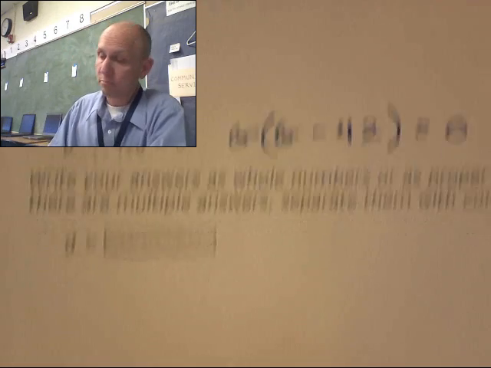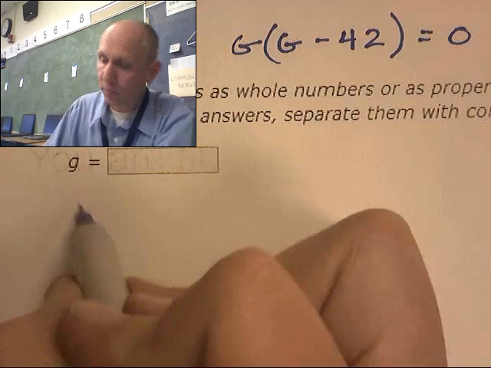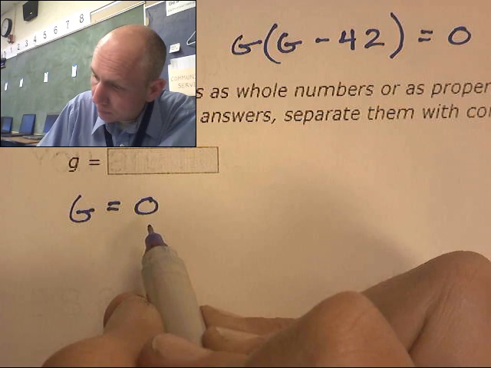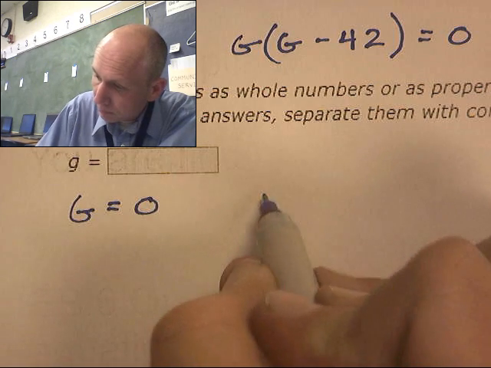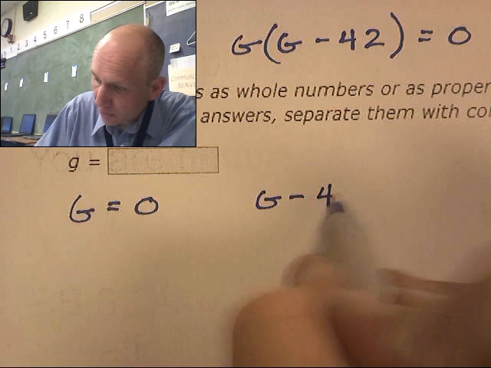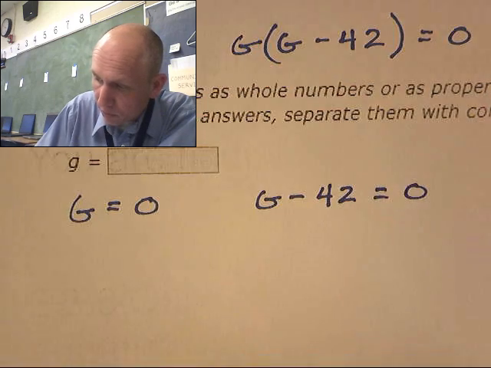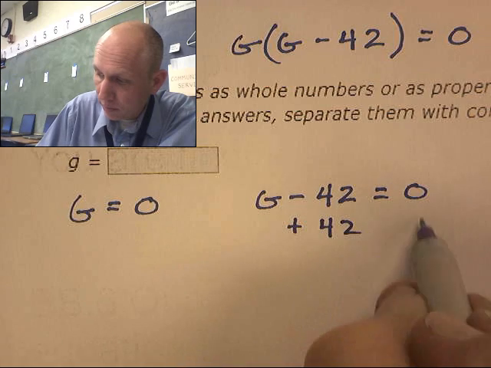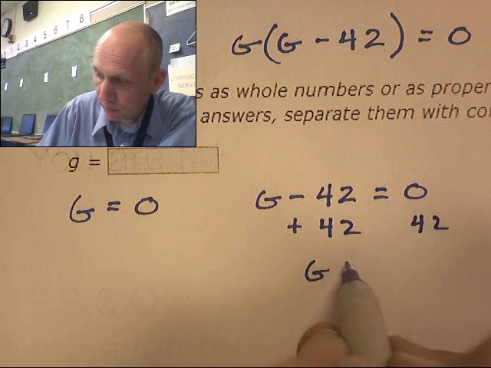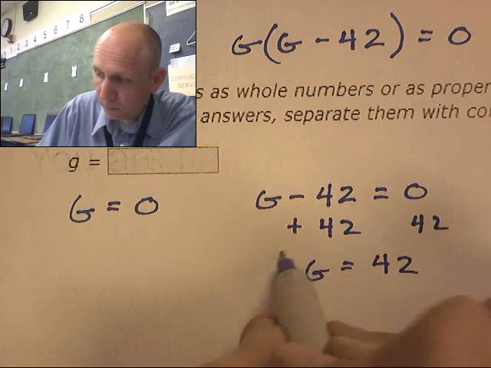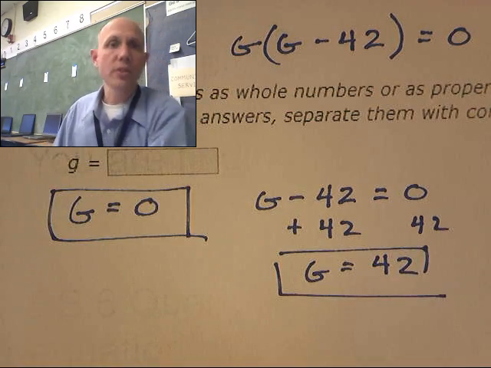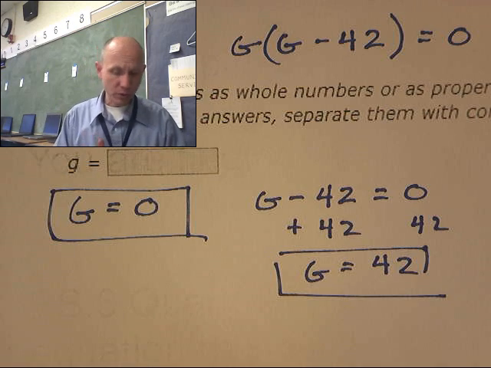Next step, break it up, set them equal to 0. g equals 0. g minus 42 equals 0. g equals 42. Two answers, g equals 0, g equals 42.